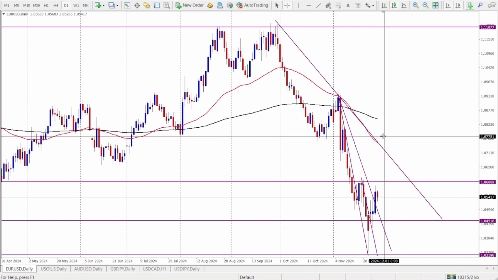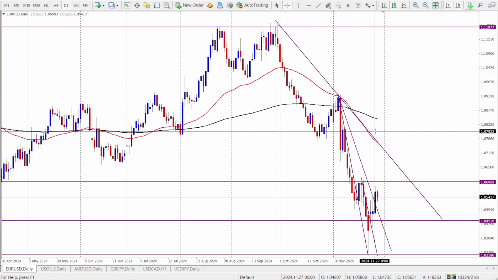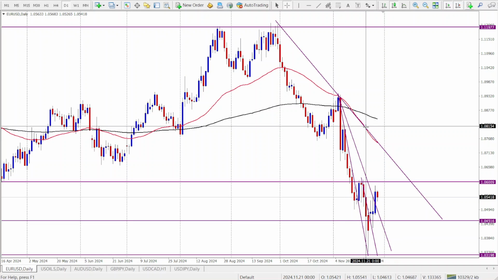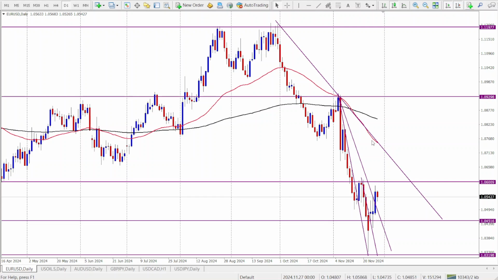make sure that you also identify your key support and resistance zones on your daily chart, right? So these levels, as you can see, how I identified a couple of them. These levels represent areas where price tends to reverse or consolidate. So when price approaches these zones, you can plan your entries or exits.